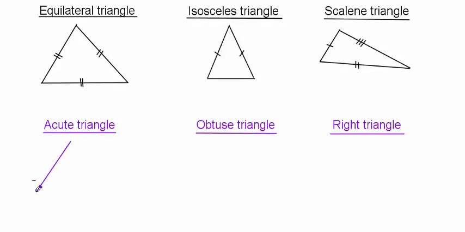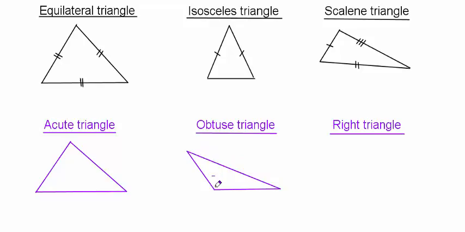In an acute triangle, all three angles are less than 90 degrees each. This angle out here and this, they all are each equal to something less than 90 degrees. In an obtuse triangle, one angle is more than 90 degrees. This angle out here is more than 90 degrees, or a right angle, and this triangle qualifies as an obtuse triangle. In a right triangle, as the name implies, exactly one angle is equal to 90 degrees.